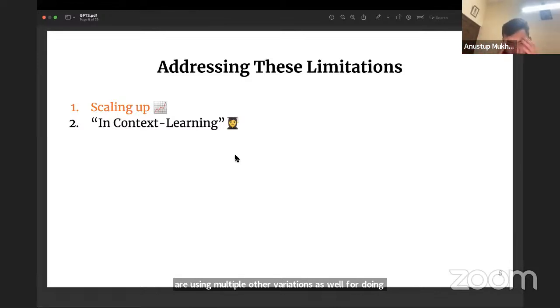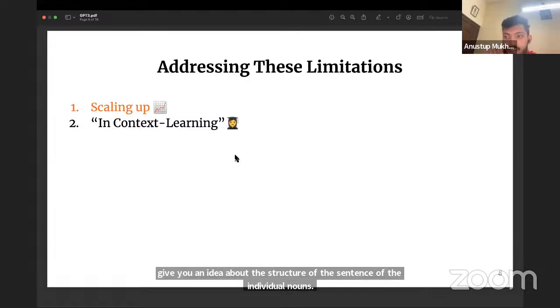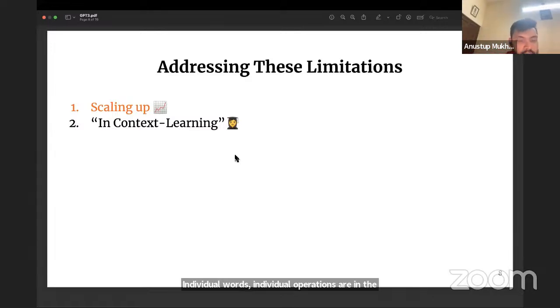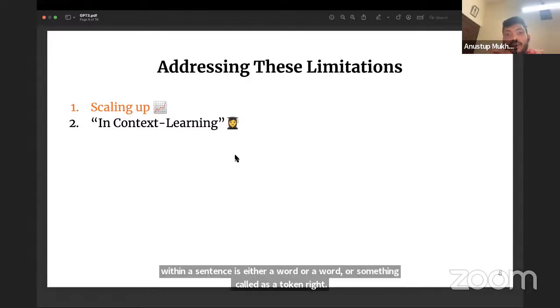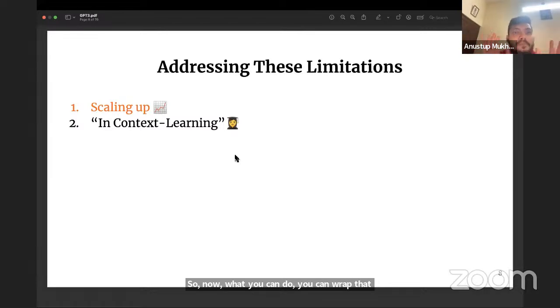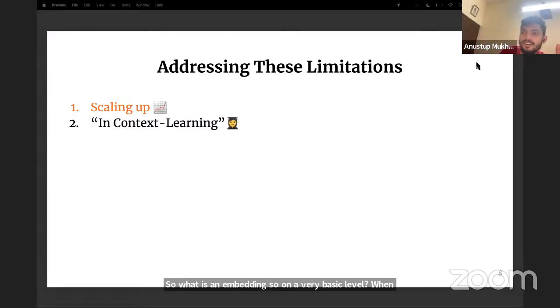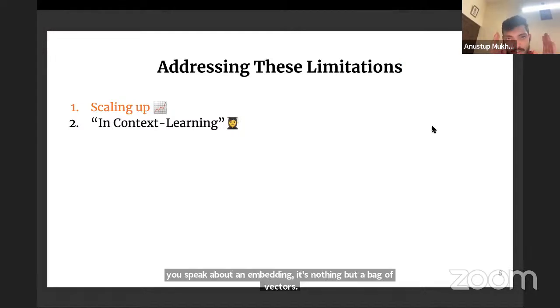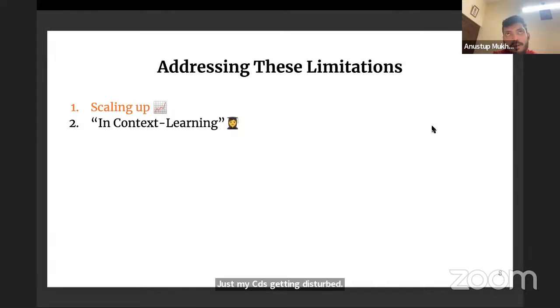On a very basic level, dependency parsing will give you an idea about the structure of the sentence, how the individual nouns, verbs and operations are interrelated with each other. Everything present within a sentence is either a word, a keyword or something called a token. Now you can map that particular token to an embedding. So what is an embedding? On a very basic level, an embedding is nothing but a bag of vectors.